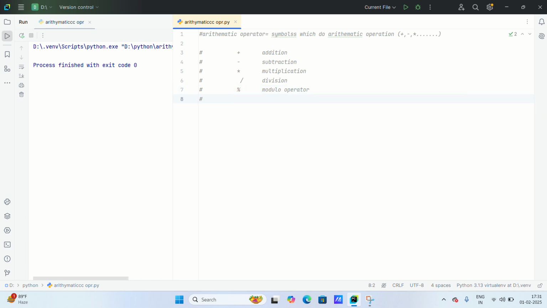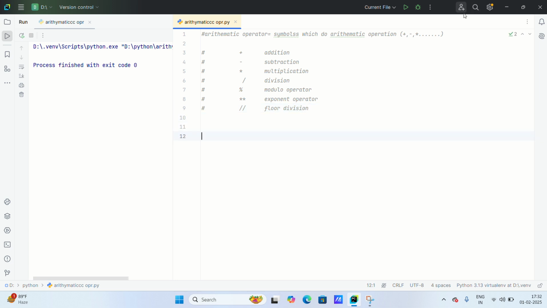We have two or three more operators in Python. Those operators are two times into, which means the exponent operator, and double slash, which is my floor division. I will tell you what they are and how they work.